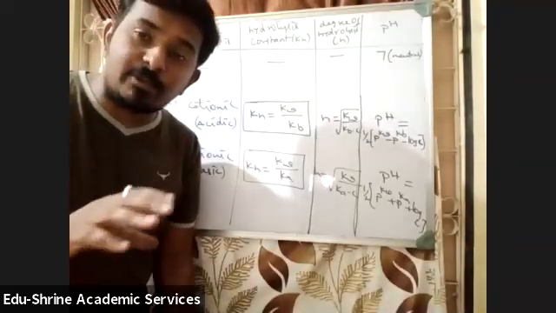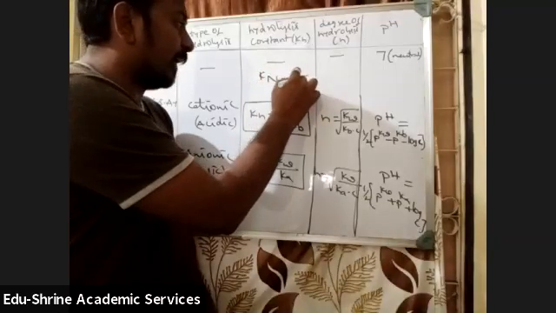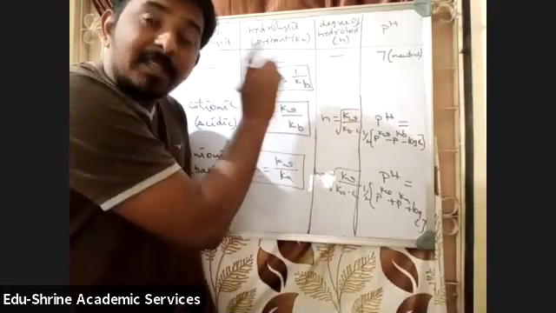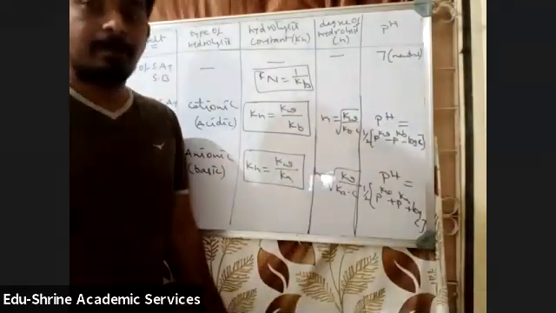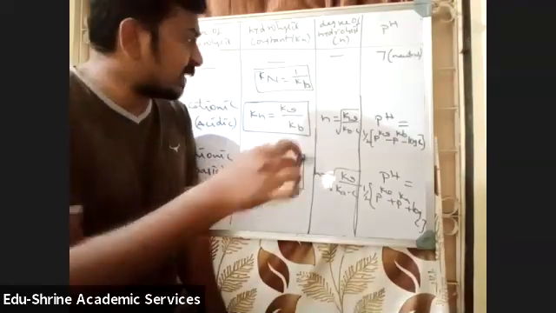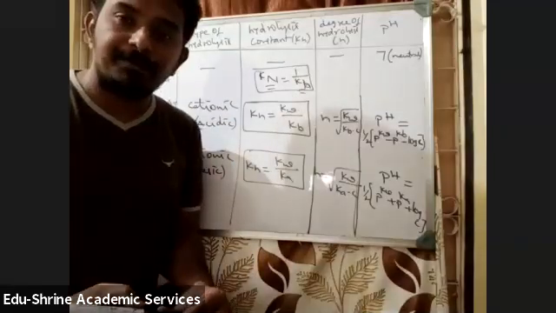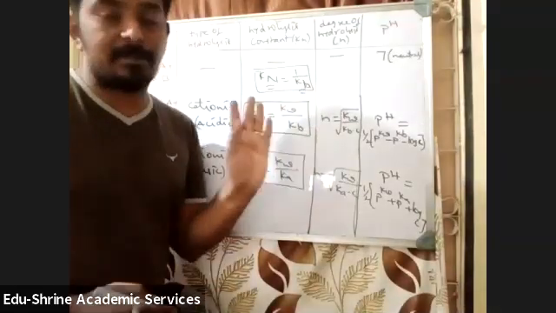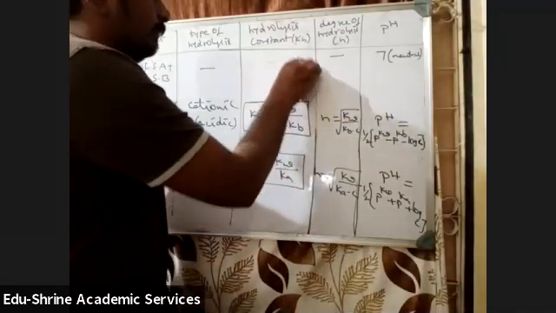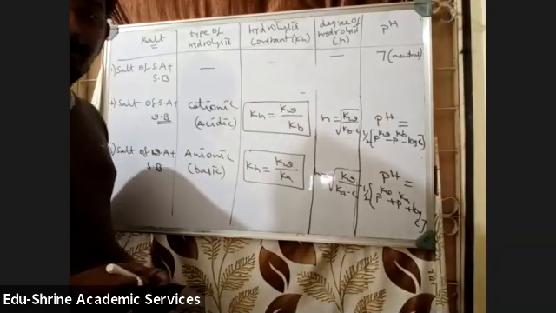See, KH is equal to 1 by Kn, or Kn is equal to 1 by KH. This is true for any case other than strong acid and strong base. Because strong acid and strong base is irreversible. When it is irreversible, there is no chance of an equilibrium constant, no? Prakriti, it is applicable for any other case. Right. Completed.